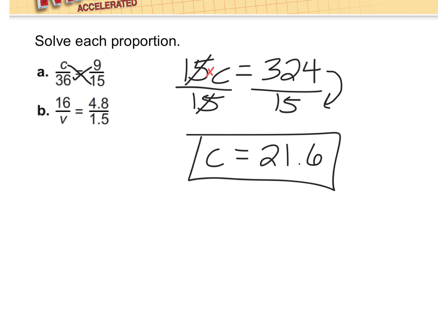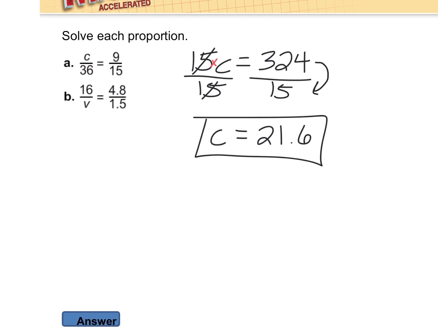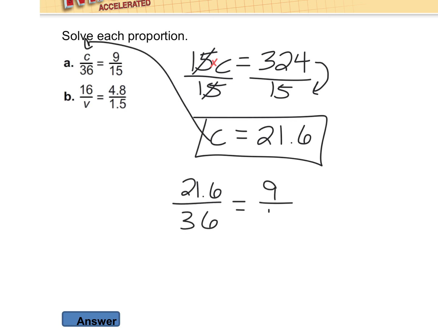Multiply it back. You could go backwards, okay, but what about looking at our original that we started with? How could I figure out if I did it right or not? You could plug it in. Okay, let's try and plug it in. We have 21.6 over, so C, I plugged it back in for C. We have it over 36 equal to 9 over 15.